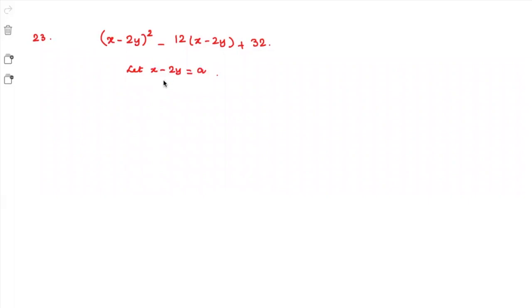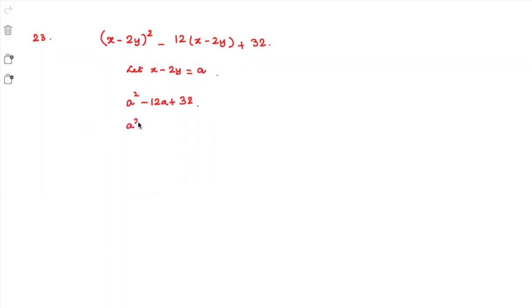When we are considering something to be another variable, you cannot consider let x minus 2y equals to x. You cannot consider let x minus 2y equals to y, because x and y are already given. Let x minus 2y equals to a. Why did we take this? Because it simplifies down to a square minus 12a plus 32, which is easier to do.